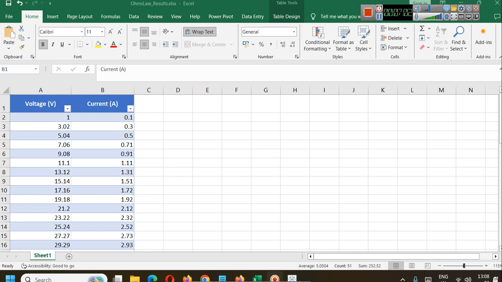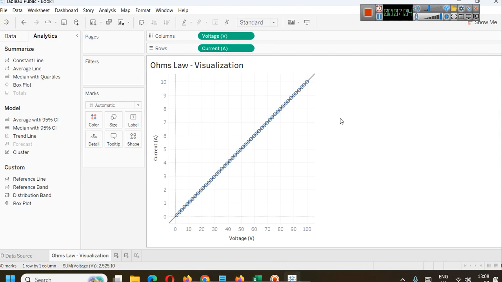So this was a very simple Ohm's law visualization using Tableau. You can keep this particular equation with you, conduct a real Ohm's law experiment, and then create graphs using Tableau from the data that you have collected.